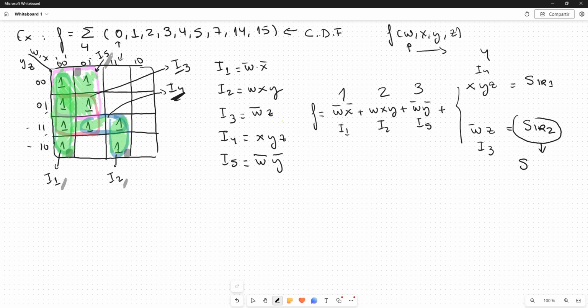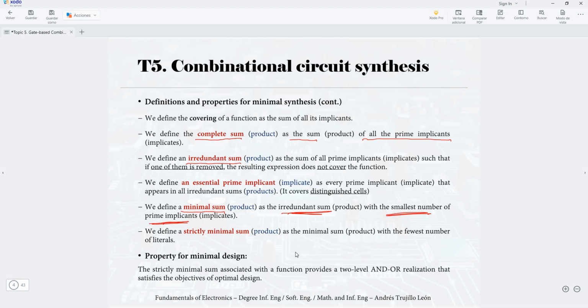The strictly minimal sum. Why? Because this sum has fewer literals. If we compare implicant 4 and implicant 3, we have that implicant 3 has 2 variables, so it has 2 literals, and implicant 4 has 3 variables, so it has 3 literals. So the second irredundant sum is going to be the strictly minimal sum. This is just seeing the definitions and applying these definitions to the exercise.